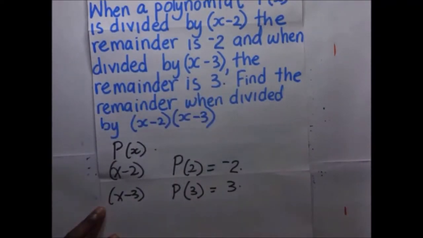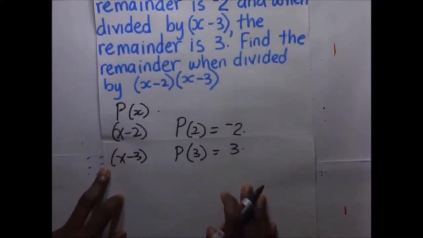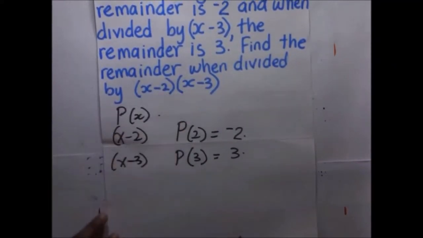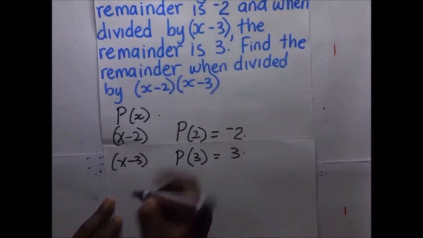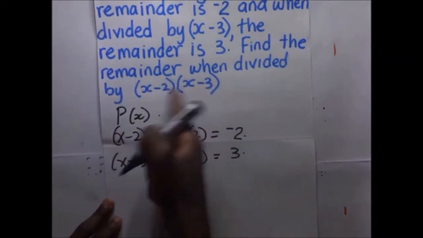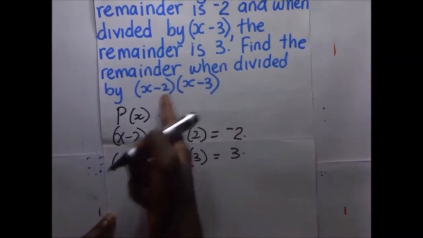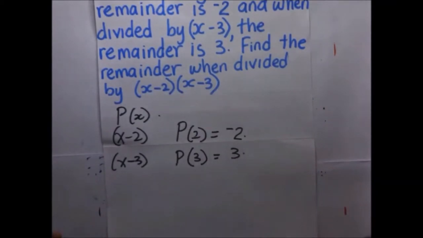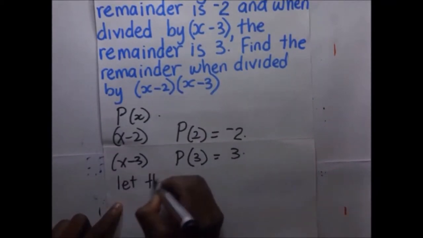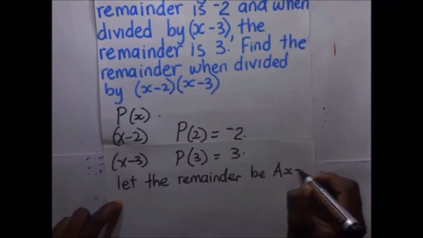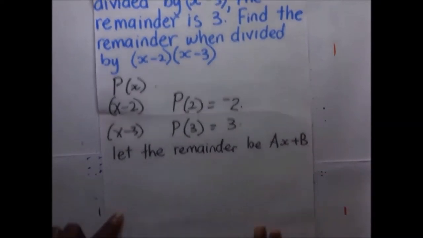So they're asking us to find the remainder when it is divided by that. Now, when we multiply this by that, you get a quadratic equation. Let the remainder be ax plus b.